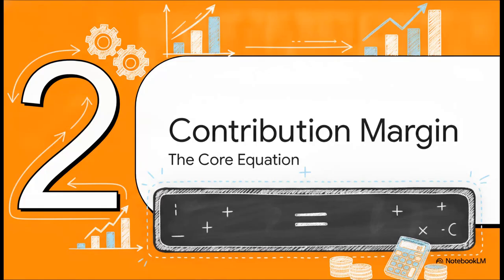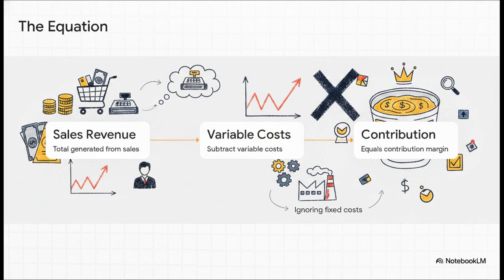Let's move to Section 2, the contribution margin equation, and see how this perspective turns into a really powerful mathematical tool. Now don't worry, we aren't going to get bogged down in complex algebra. Just look at this wonderfully simple progression. When you take your total sales revenue and subtract only the variable costs, literally ignoring the fixed costs for a minute, you're left with a very specific pool of money. We call this the contribution.